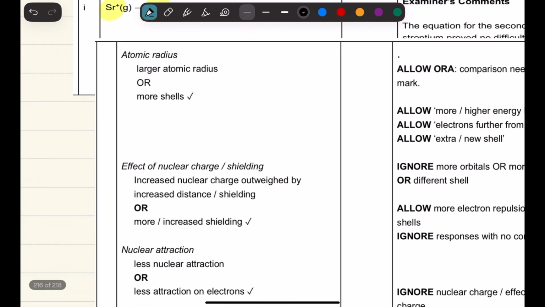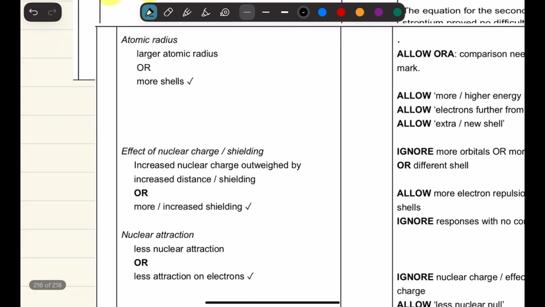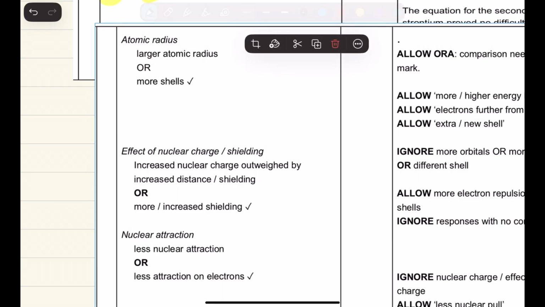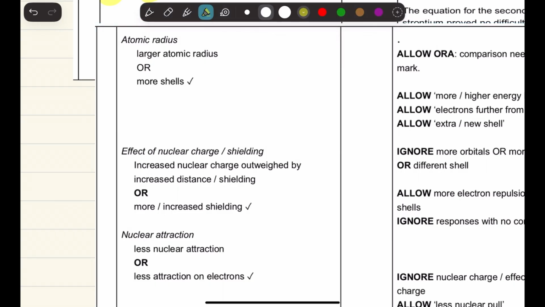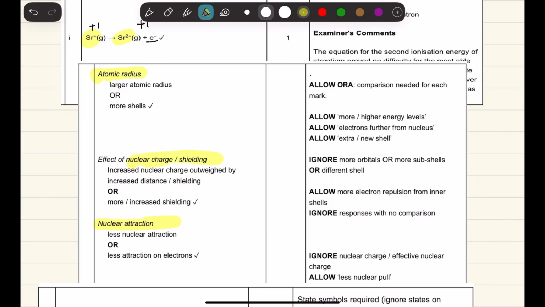Now again, this is the same kind of thing we were talking about when you have to explain yourself. Yeah, they have very key terminology they want you to say. So, like I said, they always want you to say about atomic radius. They want you to talk about nuclear charge and shielding and nuclear attraction. Yeah, so make sure you're referencing all of those things, and then it will just be the same as we talked about earlier. Yeah, strontium is lower in the group than calcium, so there are more shells. So that means that there's more shielding, so there's less nuclear attraction.